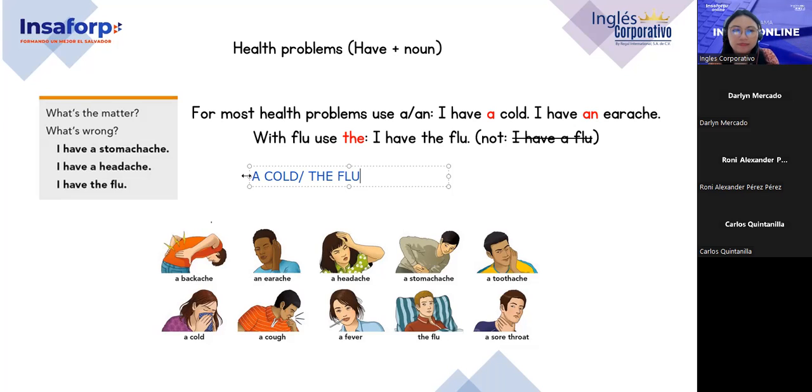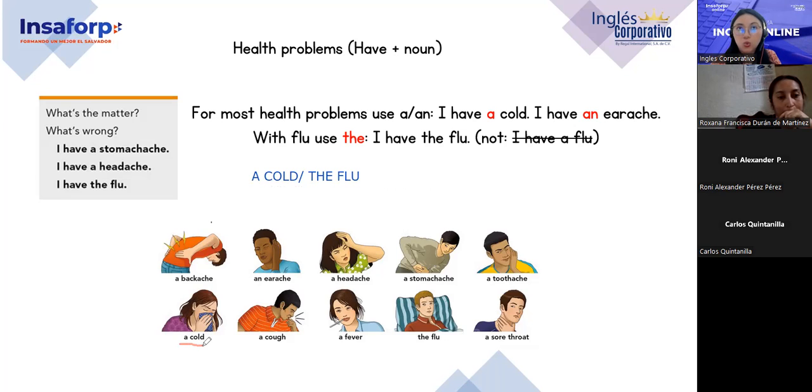¿Qué más? Cough. Me pica la garganta. Tos. Sore throat. A consecuencia de eso, I have cough. En español, nosotros le decimos gripe. Pero en inglés, ya vieron que agregamos un artículo. Una gripe. Una tos. Fever. Una fiebre, decimos. The flu. A sore throat. La única excepción que no se va a utilizar un artículo: flu. We are never going to say I have a flu. It's incorrect. We are just going to say I have the flu.